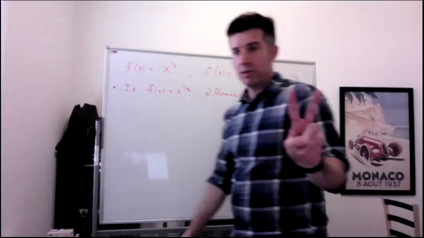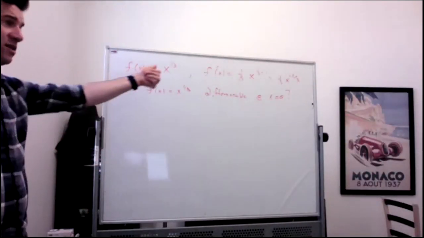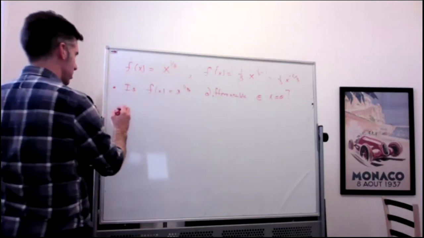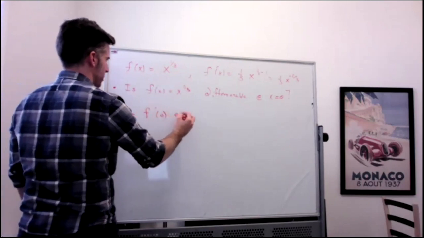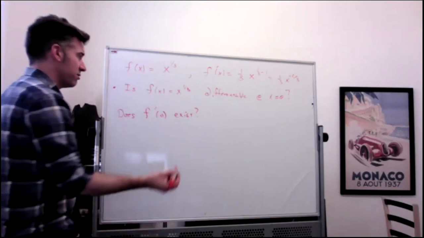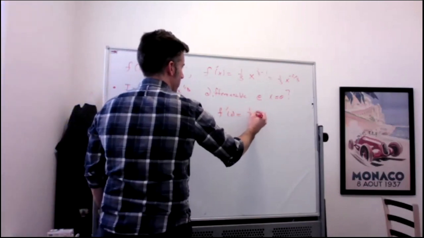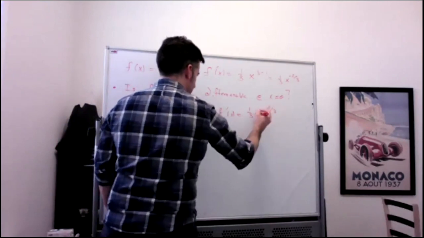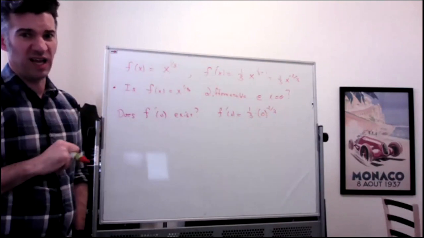So you have two options, depending on where you're at in your class. You can either take the derivative and say, well, does it exist at 0? So does f prime of 0 exist? Well, let's try and plug it in. F prime of 0 is 1/3 times 0 to the negative 2/3 power. Okay, this is kind of a trick question. What's 0 to the negative 2/3 power?